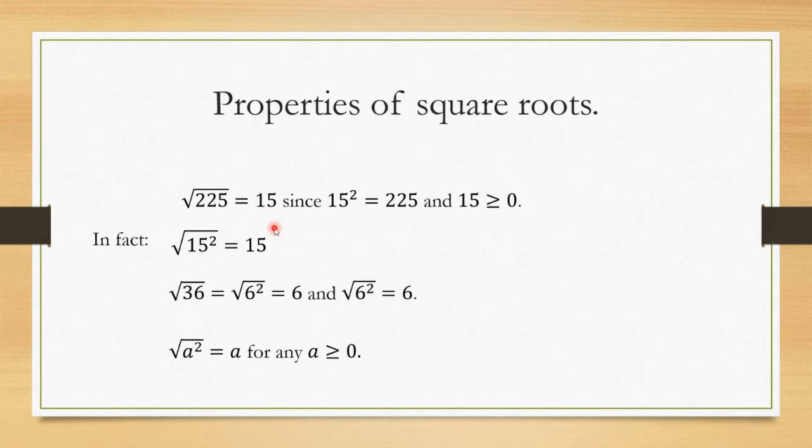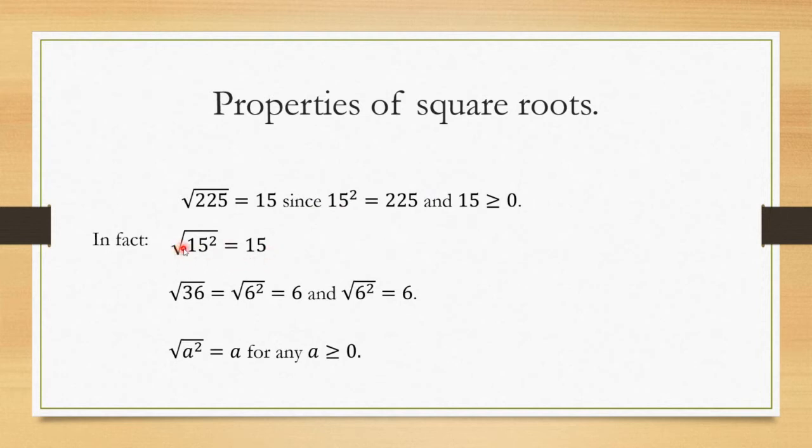The square root of 225, well, that's equal to 15. Okay. Now why is that? Well, 15 squared is 225. And also, since 15 is non-negative, so 15 squared is 225, and 15 is non-negative. Okay. So that's what we get here.